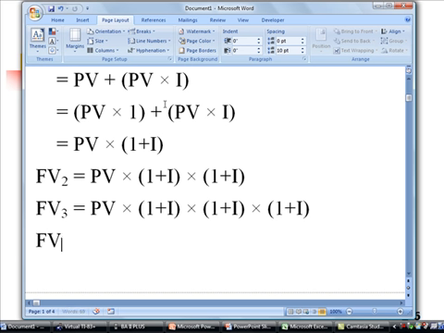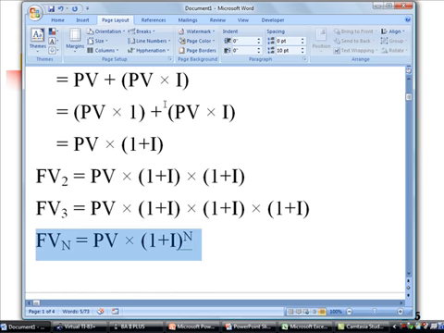We could say that the future value after n years, however many years that may be, is going to be the present value times 1 plus I to the power of n. Of course, that exponent n just indicates the repeated multiplication that's going on. Okay, so this is a critically important formula. This is one that you absolutely must know.